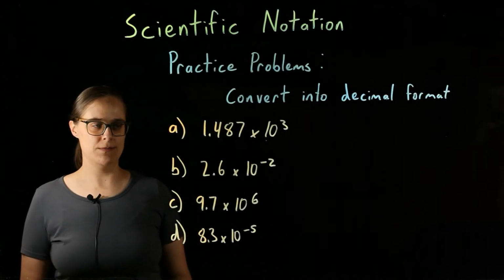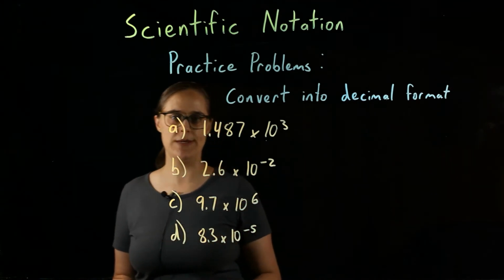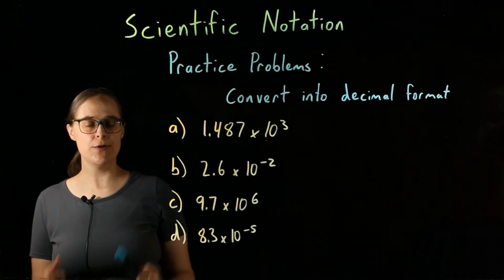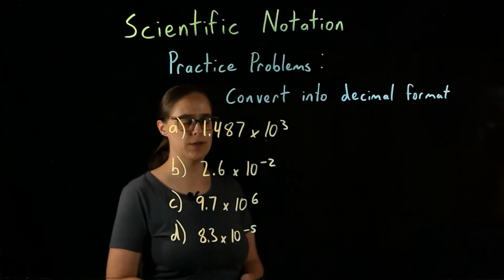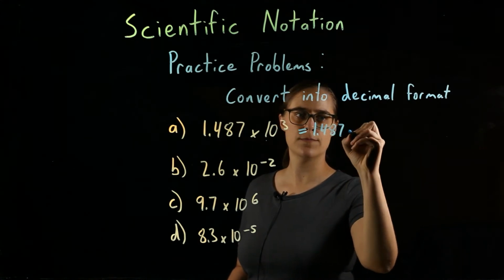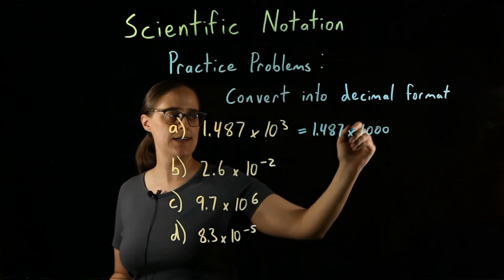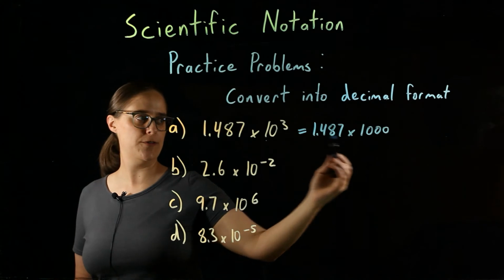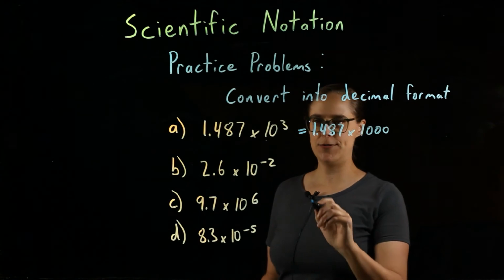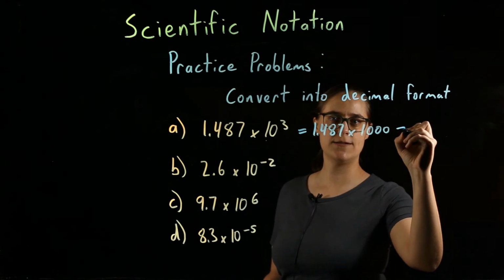Let's do some practice problems in which we convert these 4 values that are in scientific notation into decimal format. So problem A, 1.487 times 10 to the third. You can treat all of these as if they are math problems. So I'm going to rewrite this as 1.487 times 1,000. 10 to the third is a 1 followed by 3 zeros. What I need to do to convert this into decimal format is move the decimal point 3 places to the right.